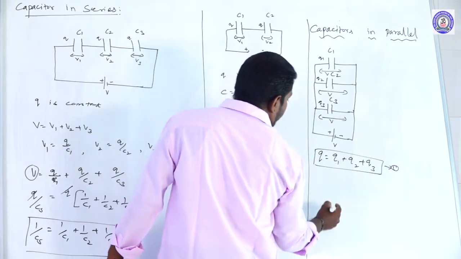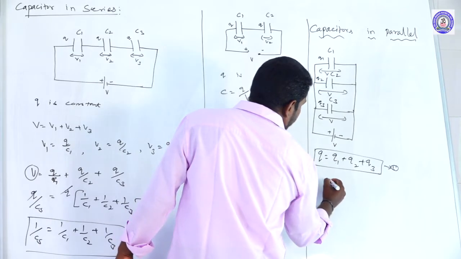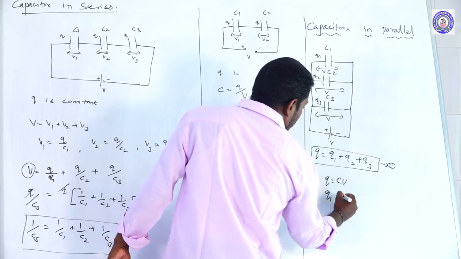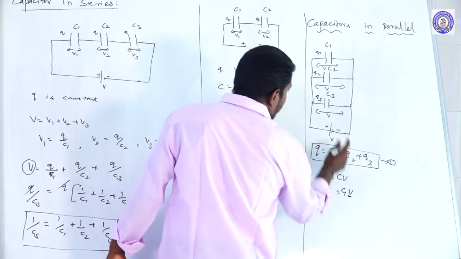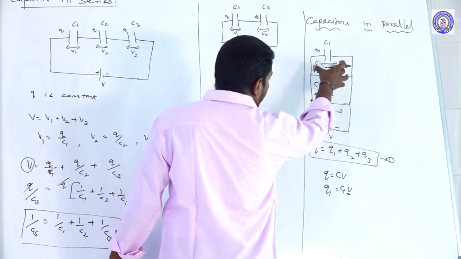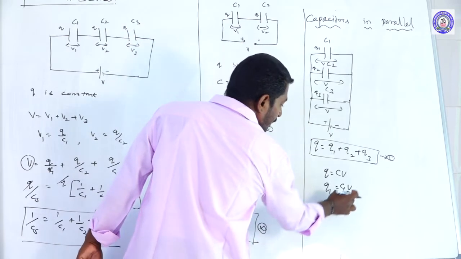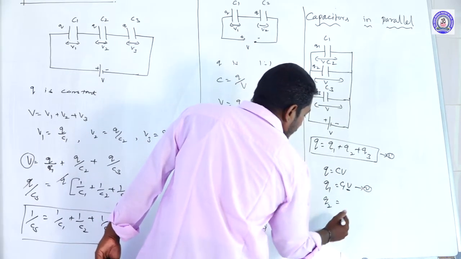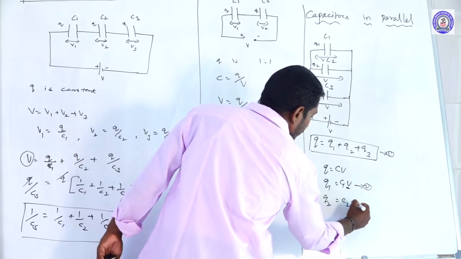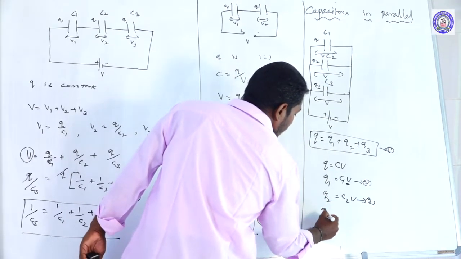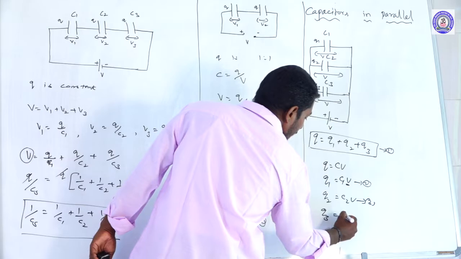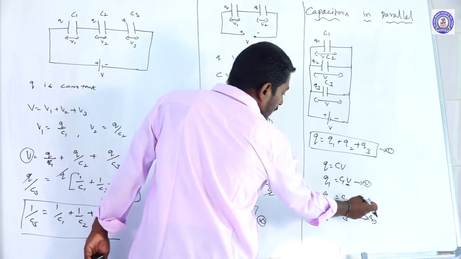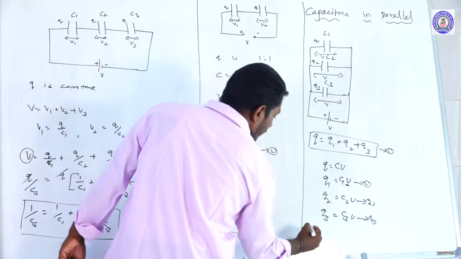What is the charge on the first capacitor? Generally, Q is equal to CV. Q1 is equal to C1 into V, because the potential difference between the two plates of each capacitor in the parallel combination remains constant. Equation number 2. Charge on the second capacitor Q2 is equal to C2 into V. Equation number 3. Charge on the third capacitor Q3 is equal to C3 into V. Equation number 4. Substitute equation 2, equation 3, equation 4 in equation 1.